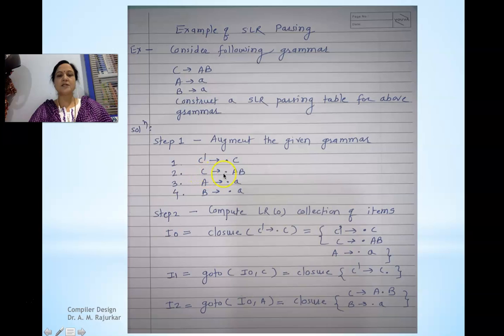What are the C productions here? C tends to dot AB, so add C tends to dot AB. Now check what is after the dot. Again after the dot a non-terminal is there, that is capital A. So add A production, A tends to dot A.